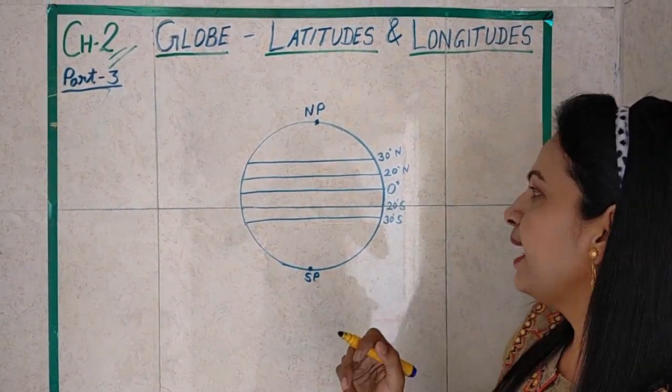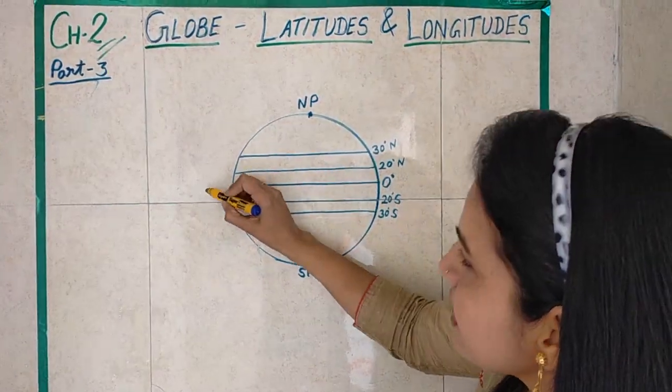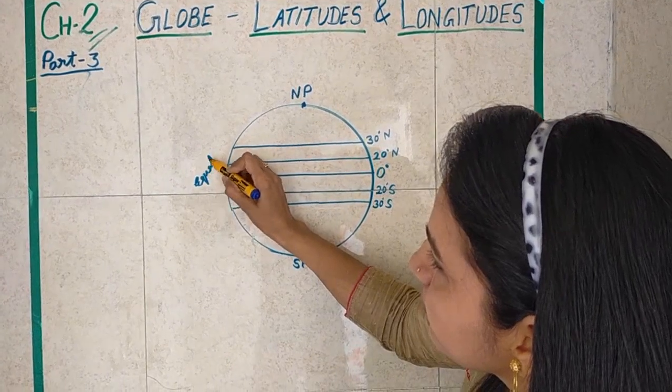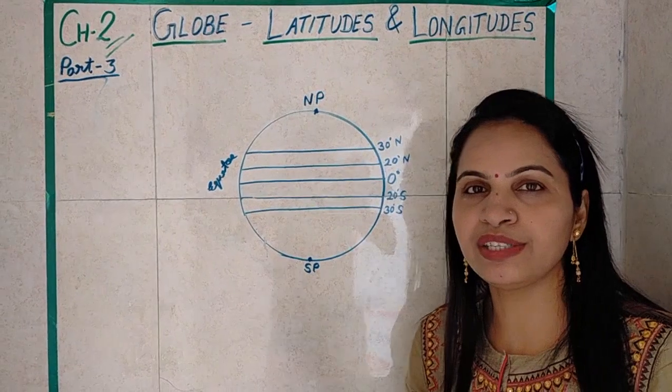I told you that these are important latitudes. 0 degree, it is the equator, then 20, 30. In this way we have all the latitudes.